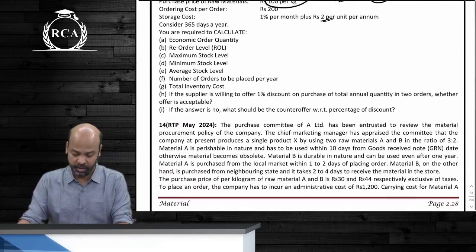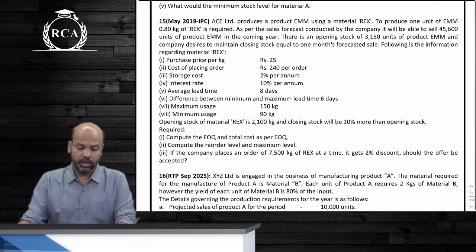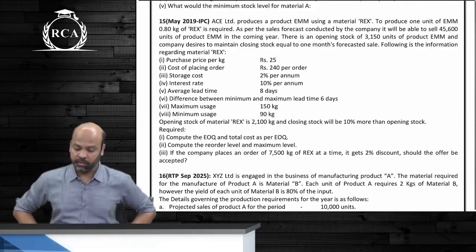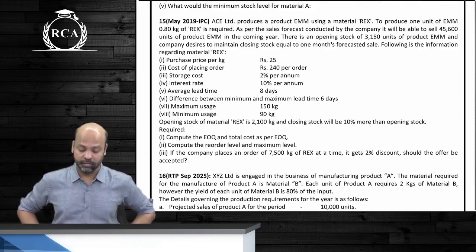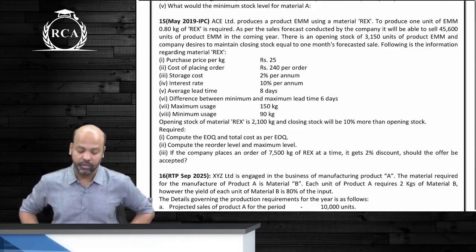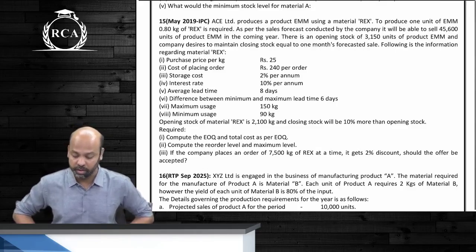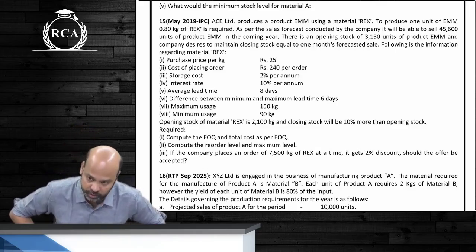Question number 15. ACE Limited produces the product EMM using a material REX. To produce 1 unit of EMM, 0.8 kgs of REX is required. As per the sales forecast, the company will be able to sell 45,600 units of EMM in the coming year. There's an opening stock of 3,150 units of product EMM, and the company desires to maintain closing stock equal to 1 month's forecasted sale.